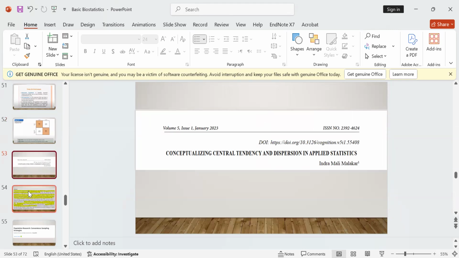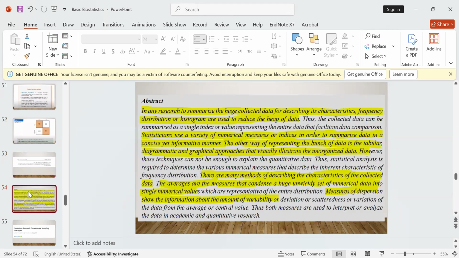Conceptualizing central tendency and dispersion in applied statistics. In any research, to summarize the huge collected data for describing its characteristics, frequency distributions or histograms are used to reduce the heap of data. Statisticians use a variety of numerical measures or indices in order to summarize data in a concise yet informative manner. The other way of representing the bunch of data is the tabular, diagrammatic, and graphical approaches that visually illustrate the unorganized data. There are many methods of describing the characteristics of the collected data.